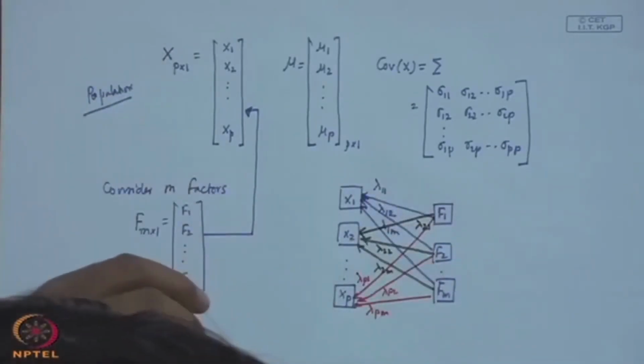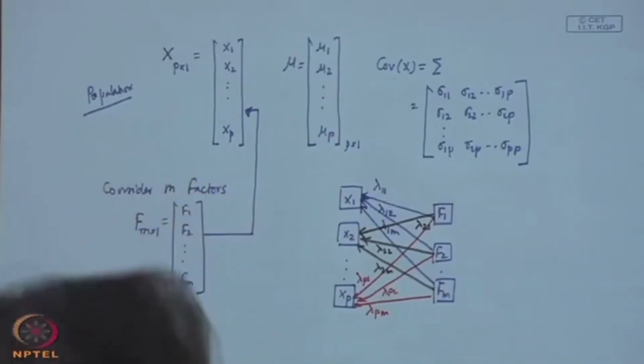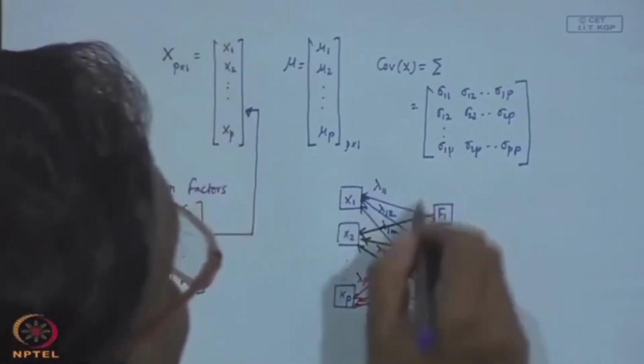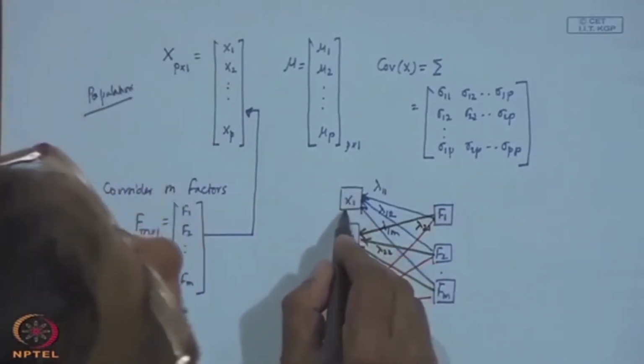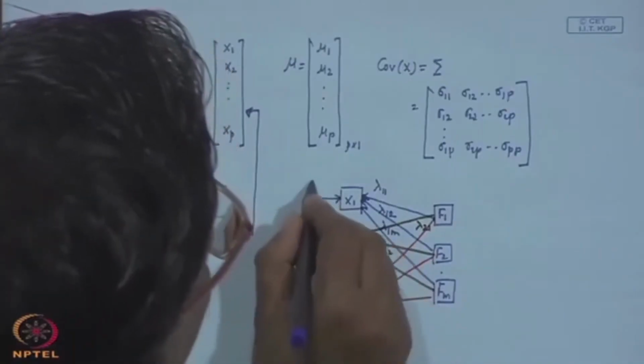Now, in addition to this, we assume that these factors collectively cannot explain everything about x 1. So there will be one error term.